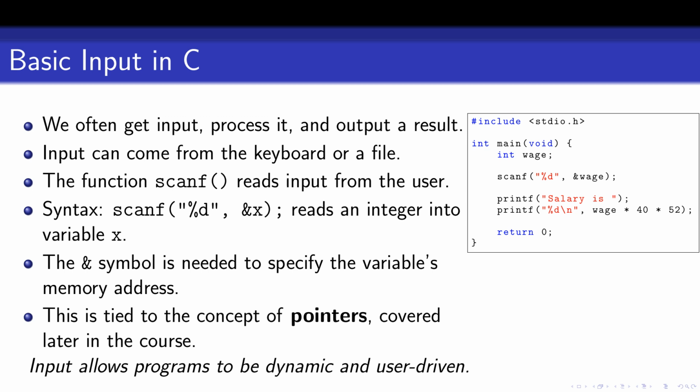In the example, after getting the user's wage, we calculate the annual salary by multiplying it by 40 and 52, then print the result using printf. This introduces the idea of interactive programs, ones that respond to user input and perform calculations based on it. Understanding how input and output work together is key to building useful programs.